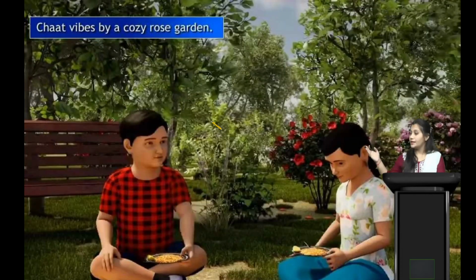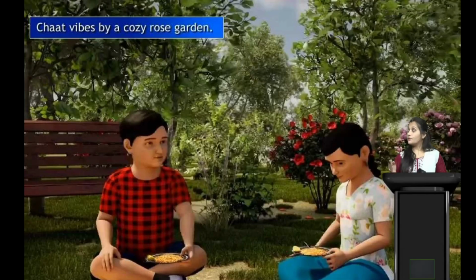So here we can see chart vibes by a cozy rose garden. Means it is saying that they are having a chart in a beautiful rose garden. Now children, do you like chart? We already took when we go outside, we go in Mela and all, we take chart, na. So do you all love it? Okay. So now they are enjoying their time in the rosy garden having a chat.